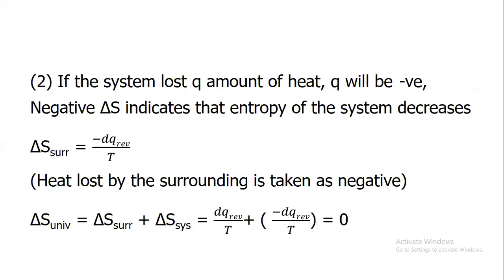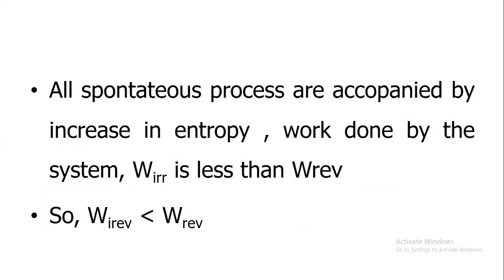If the system loses Q amount of heat, Q will be negative. Negative delta S indicates that entropy of the system decreases. Delta S surrounding equal to minus dQ reversible over T. Heat lost by the surrounding is taken as negative. So delta S universe equal to delta S surrounding plus delta S system equal to dQ reversible over T plus minus dQ reversible over T equal to 0. All spontaneous processes are accompanied by an increase in entropy. Work done by the system: W irreversible is less than W reversible.